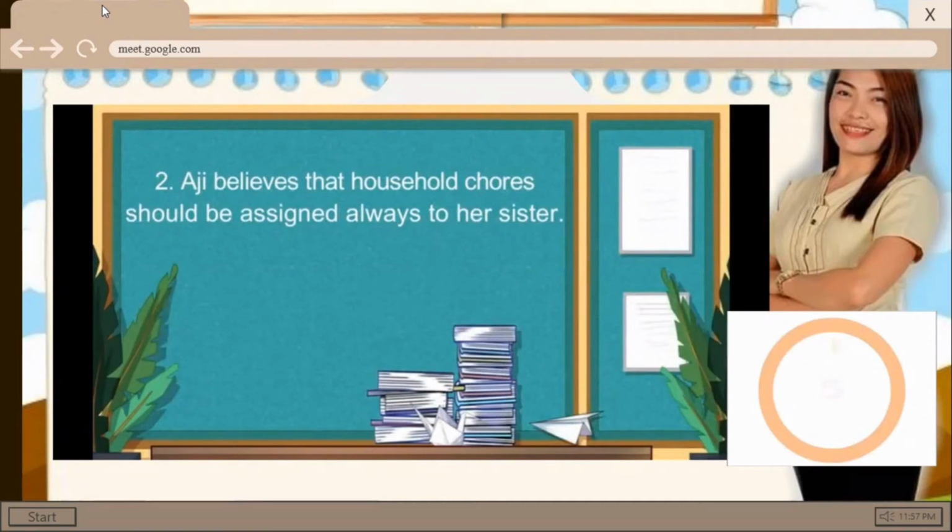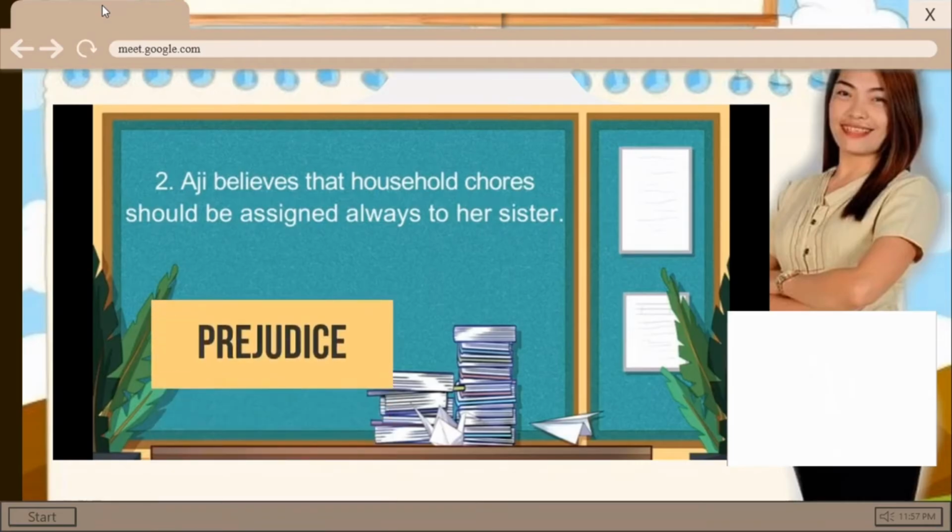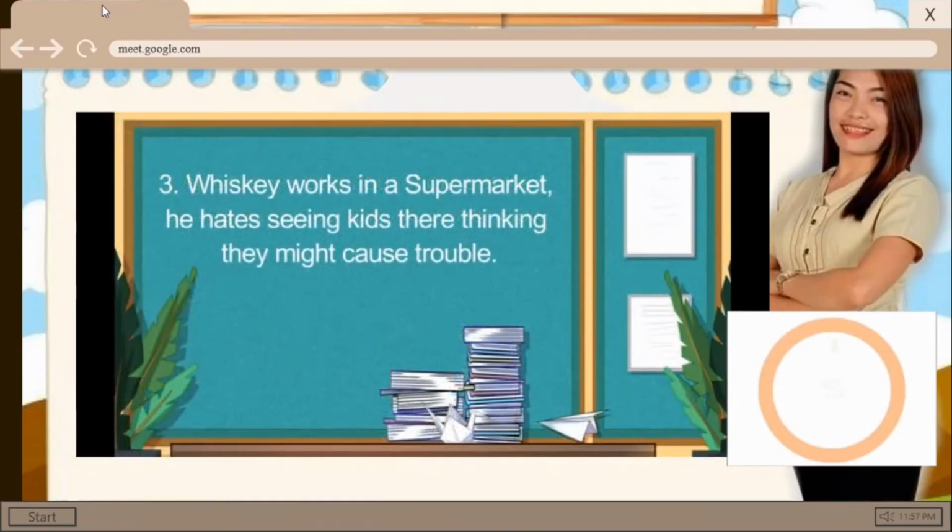Situation number 2. Are you ready? What's your answer? Yes, correct. This is a form of prejudice. Aji thinks that the females are the ones that should work on the household chores like what he used to see on social media or even at home. Next situation.